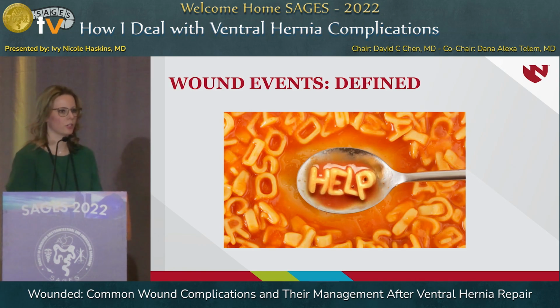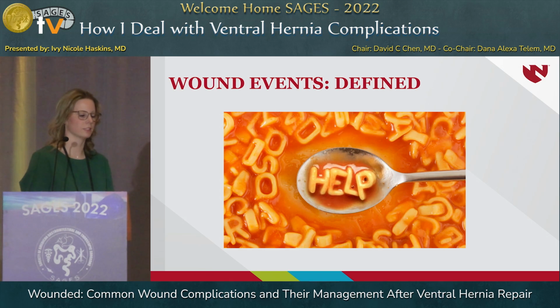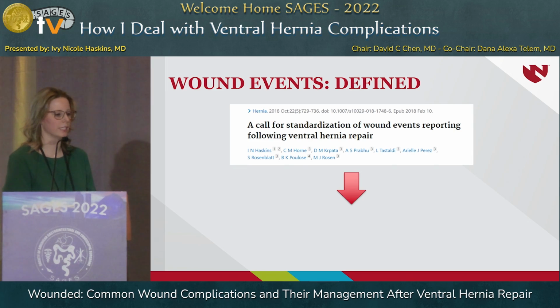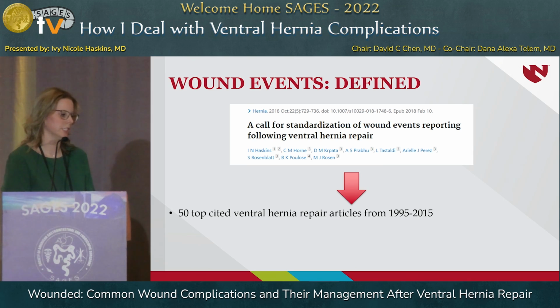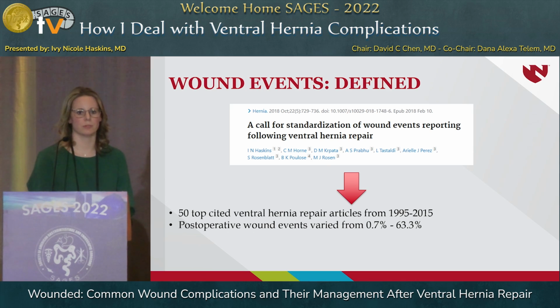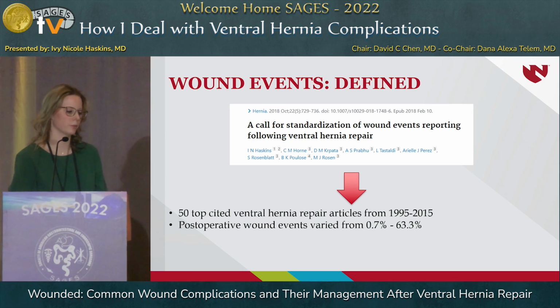So SSO, SSI, SSE, SSOPI, what do these acronyms mean? What wound events fall into each category? In 2018, we published a paper entitled A Call for Standardization of Wound Events Reporting Following Ventral Hernia Repair. We looked at the 50 top cited ventral hernia repair articles from 1995 through 2015. And interestingly, we found that the incidence of postoperative wound events varied significantly from 0.7% to 63.3%.